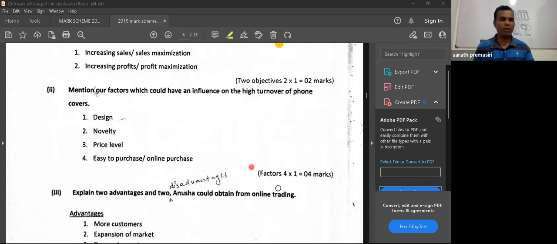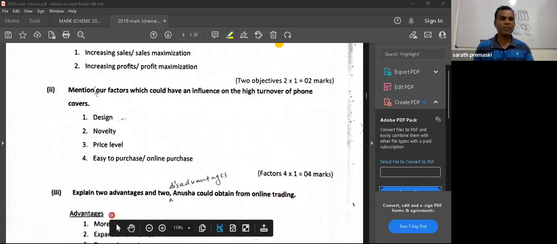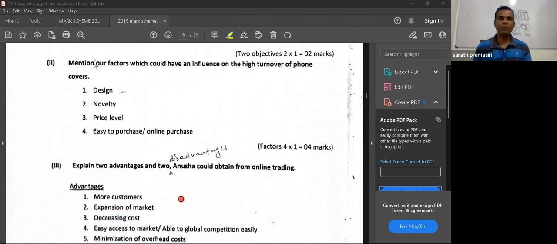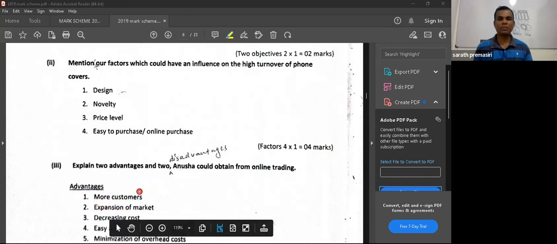Now look at the advantages. More customers can be attracted. Write it down in that manner. More customers can be attracted because of online trading. Anusha is able to attract more and more customers. More customers can be attracted to her business.